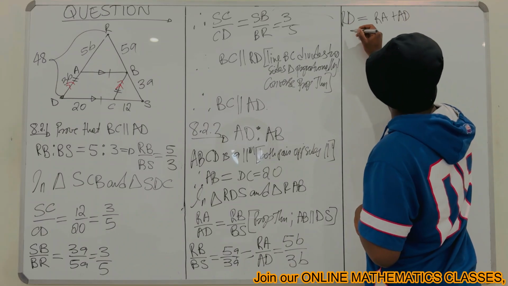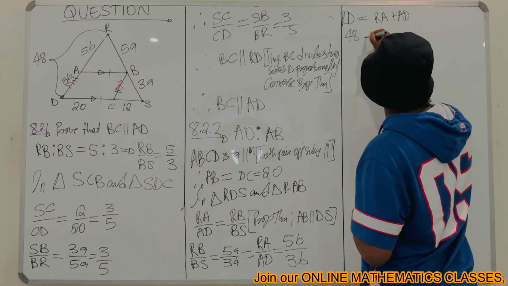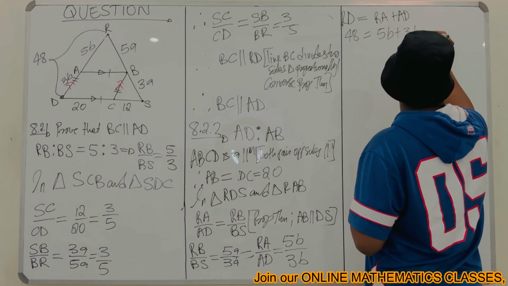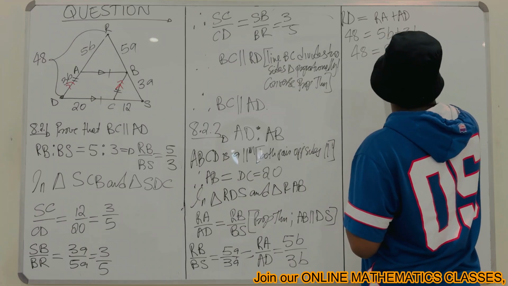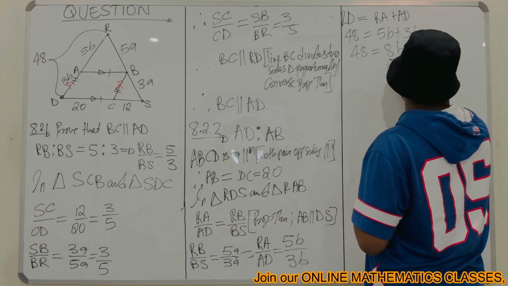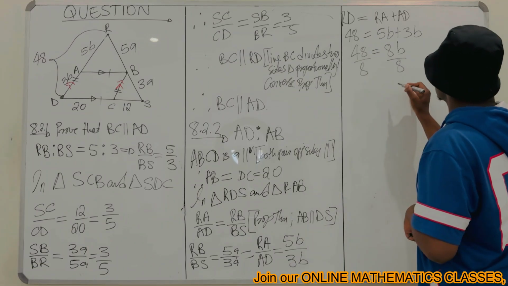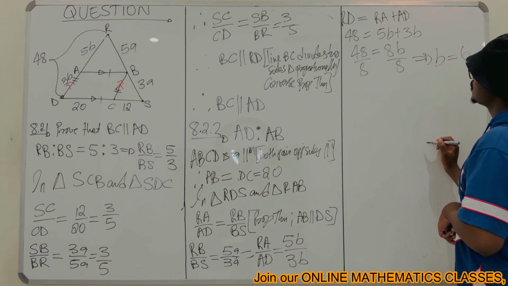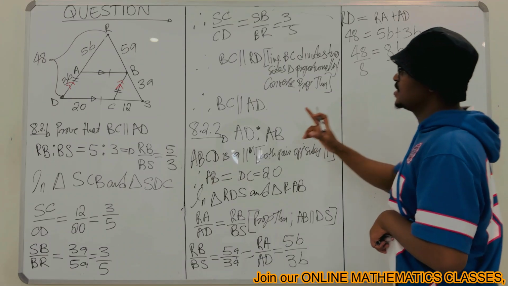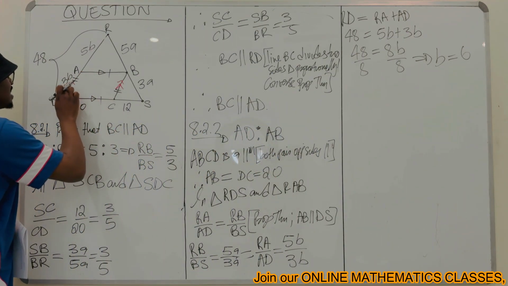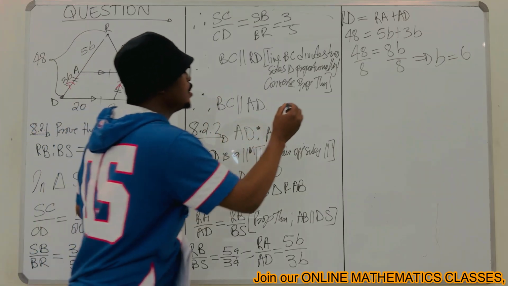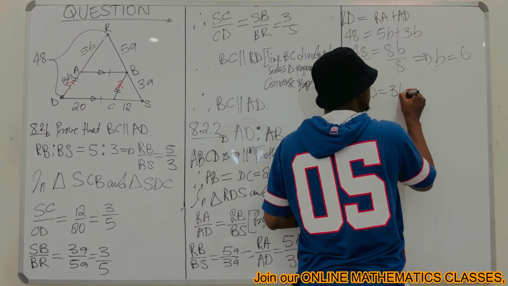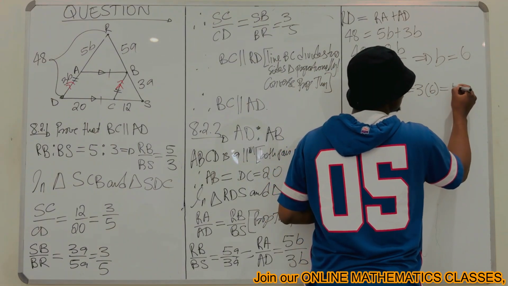RD is equal to what? RD is equal to 48. RA is equal to 5B plus AD, which is 3B. So your 48 is equal to 8B. So divide by 8, divide by 8. So you get that your B is equal to 6 units. So which means you know that your AD, which is what you want, is equal to 3 times B. Your B is equal to 6, which means your AD is equal to 3B, which is 3 times 6, which is equal to 18.